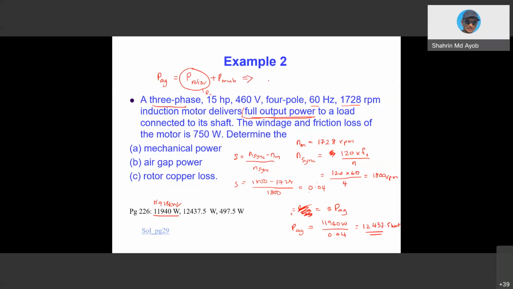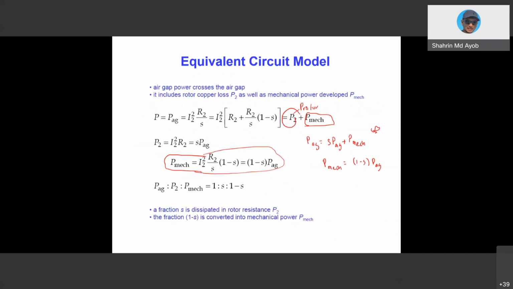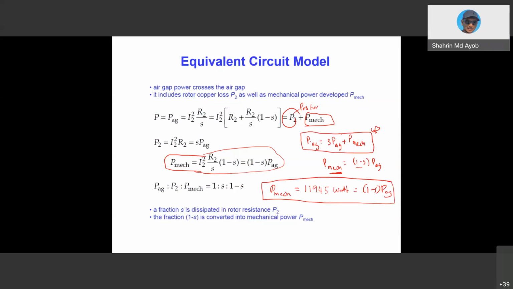So you can see from here, the P mechanical that we have already obtained, which is 1194, is equivalent to (1 minus S) times P air gap. Sorry for that, this one you need to use this. P mechanical is (1 minus S) P air gap. Because from here, P air gap is equals to P rotor, which is S P air gap, plus P mechanical. So we transfer this one to this one. So that's why we have P mechanical equals (1 minus S) P air gap.